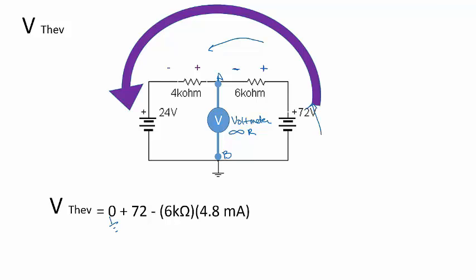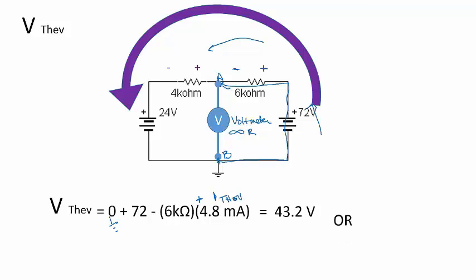And then you'll go all over to the 6 kilo ohm, and if you notice, you're going from positive to negative. So it's negative 6 kilo ohms. And if you recognize this now, since we're going in the direction of current, it is a positive 4.8 milliamps. This is what we got for our I Thev. That then gets us 43.2 volts, going from point B to point A, respectively, since we're going in that order.